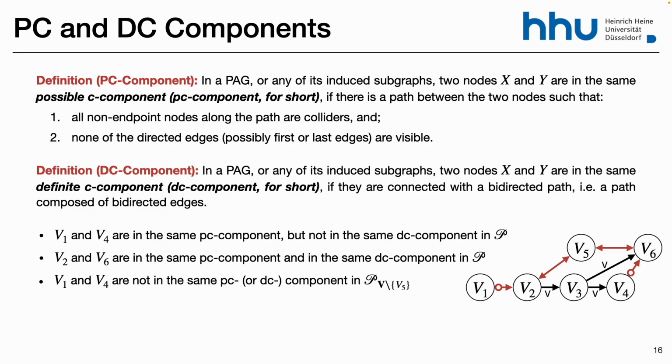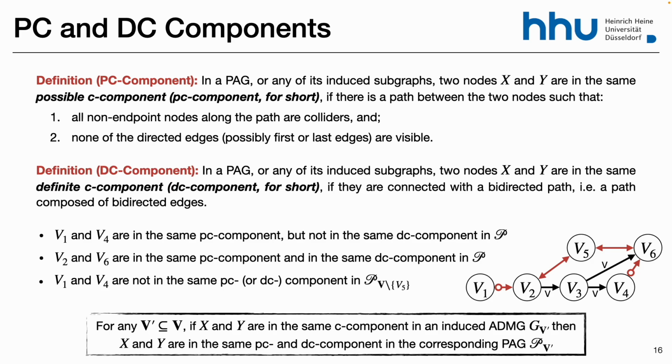V1 and V4 are not in the same PC or C component when I remove the variable V5 from the graph. So if I remove this variable here, then V1 and V4 are going to be connected just by this path and this path, and none of them are bidirected paths, right, in the middle. So they are not in any either PC or C component.